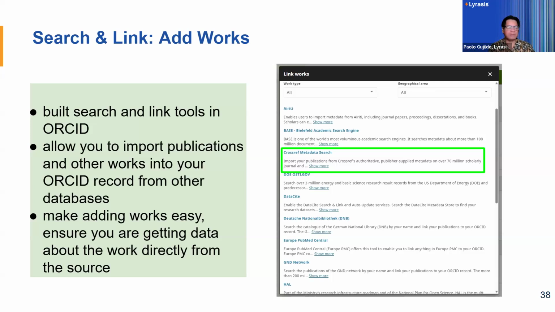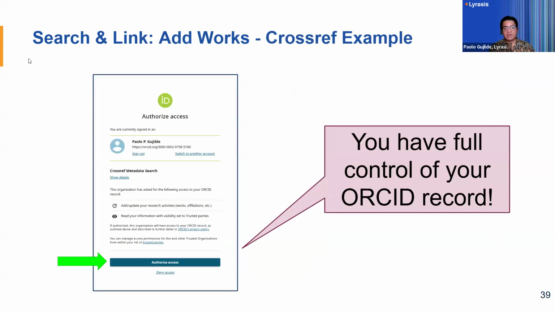So when you click on Crossref metadata search and these options, on the next slide you will get the authorization page. When you click on that Crossref metadata search, it will then take you to this ORCID authorization page. The authorization page is really for you as a researcher, as an ORCID user, to give permission to Crossref, for example, to make updates or changes to your ORCID record. Basically, you're giving them permission to add this publication, for example, to your ORCID record.